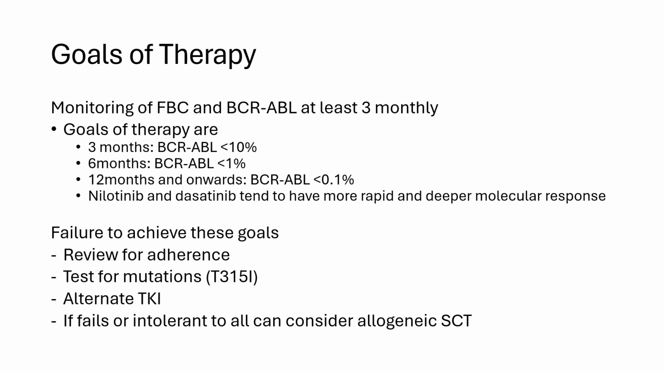If you can't achieve these goals, then always check adherence. You can test for mutations, and then you can try alternatives. Most people respond to one of them, and you should be able to get away without doing an allogeneic stem cell transplant. I think that's pretty uncommon now.